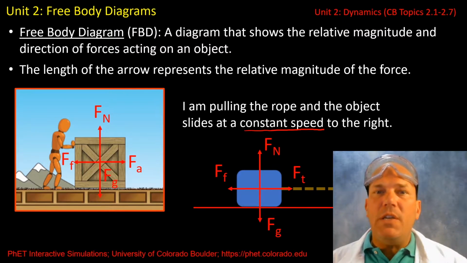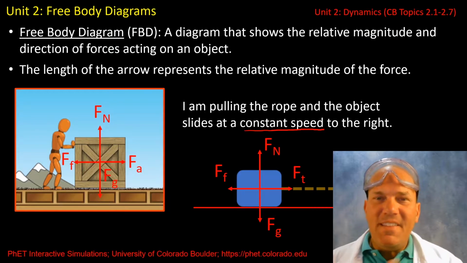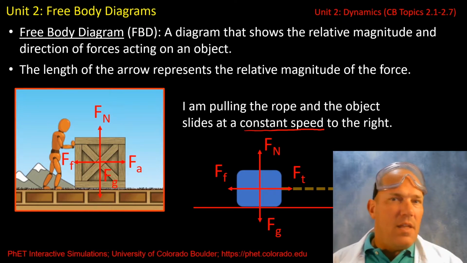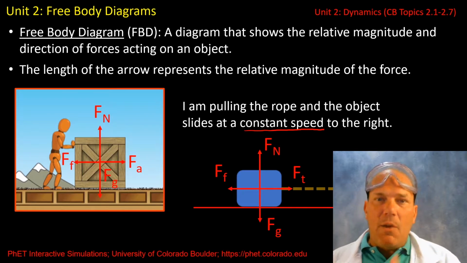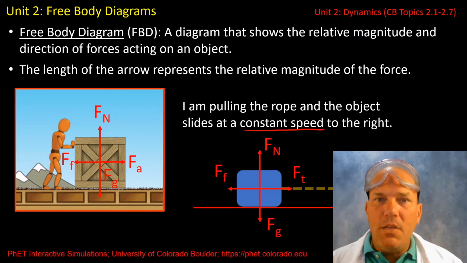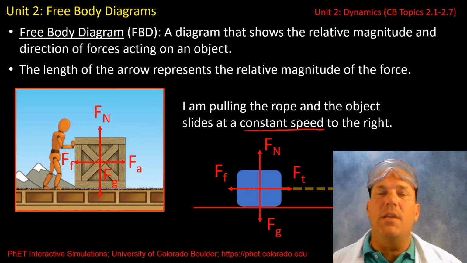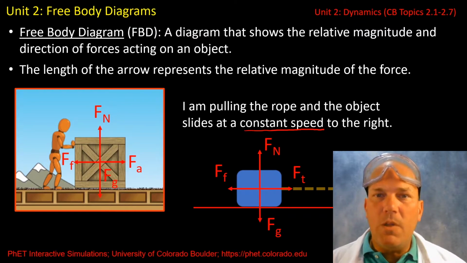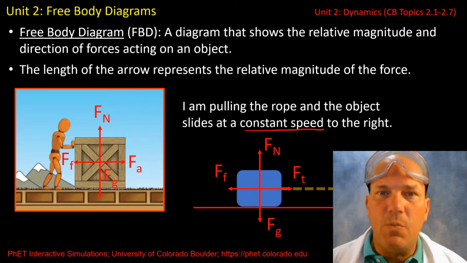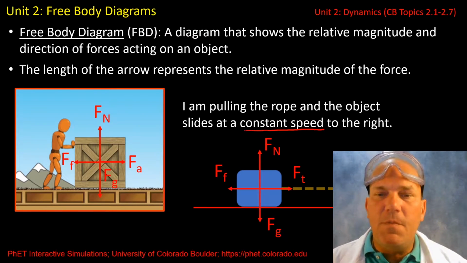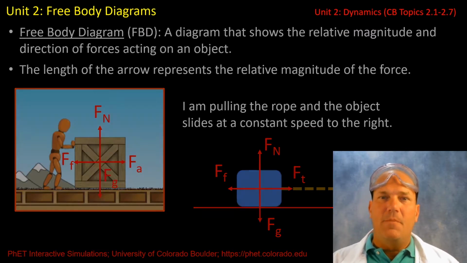I want you to look at the relative lengths of these four forces. And I want you to look at them in the y direction. Notice the lengths are the same. They're opposite in direction. They cancel out. Same goes for in the x direction. Force of friction is equal in magnitude but opposite in direction to the tension force in this case.